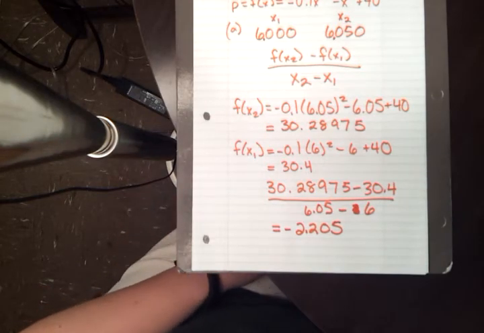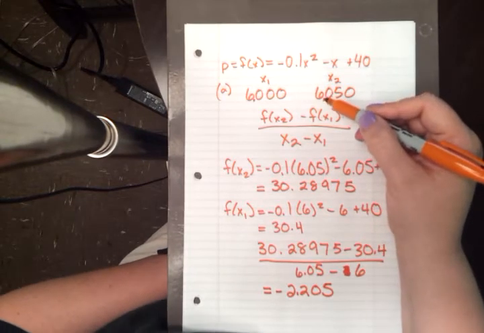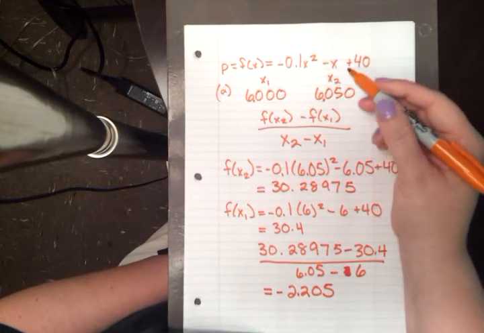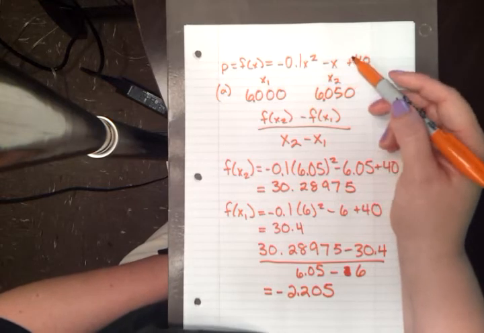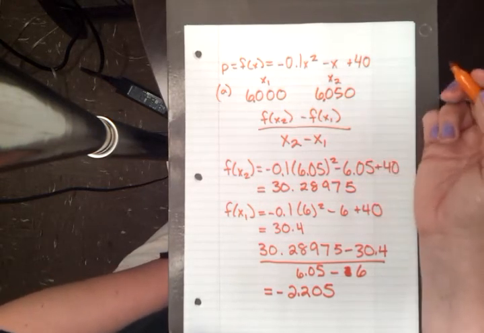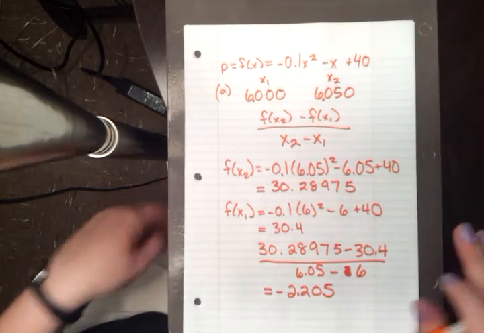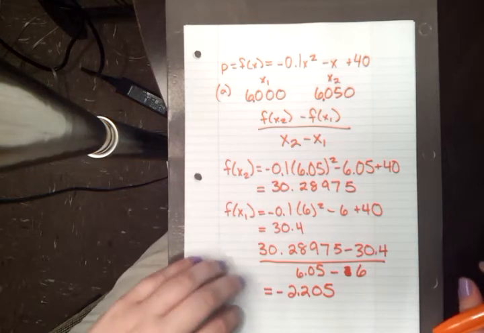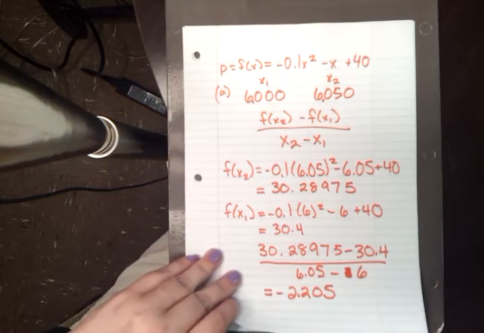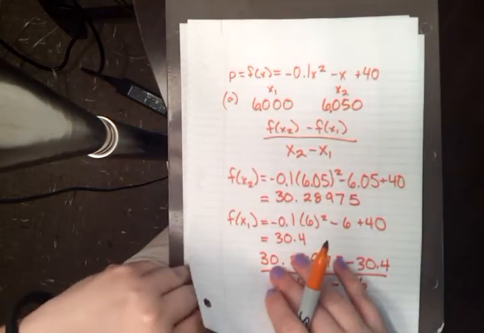For the other interval, it's going to be exactly the same, except this time your x2 is going to be 6.01, because the interval that they're giving you there is from 6,000 to 6,010. So you're going to do the exact same process, just with 6.01 instead of 6.05 in your x2 spot. If you need any clarification on that, you can shoot me an email.